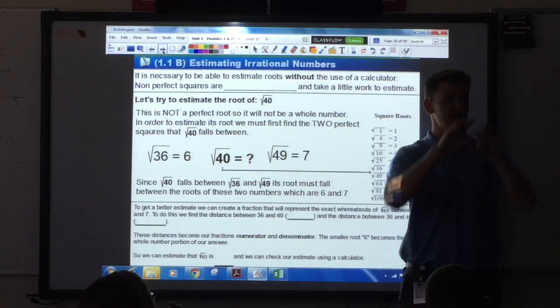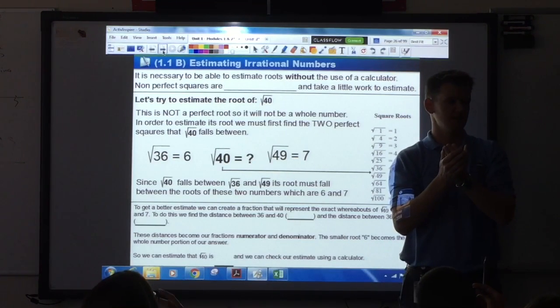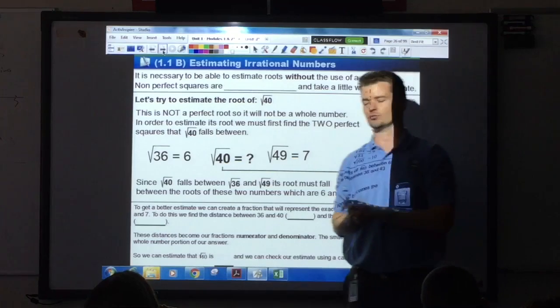No. No, it's an estimate. It's going to be close. It's going to be in the ballpark. But it's not going to be exact. You have to know how to estimate irrational roots.